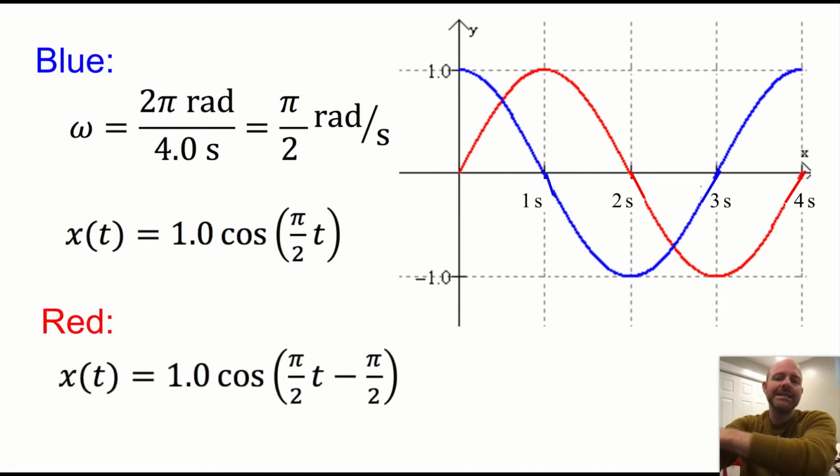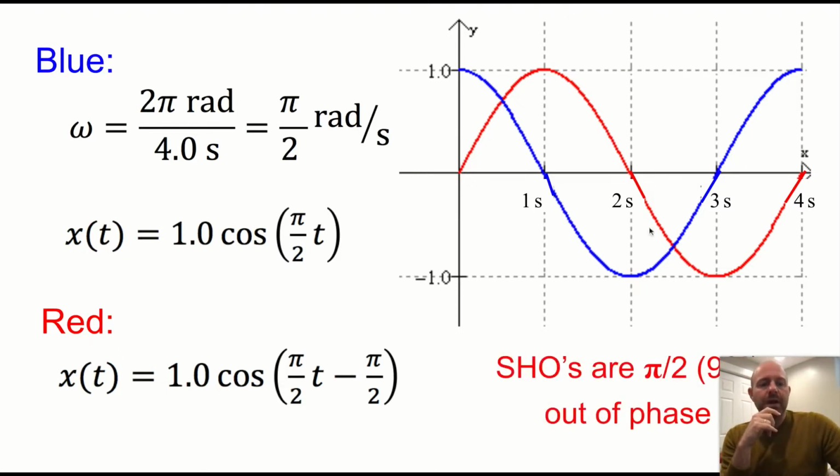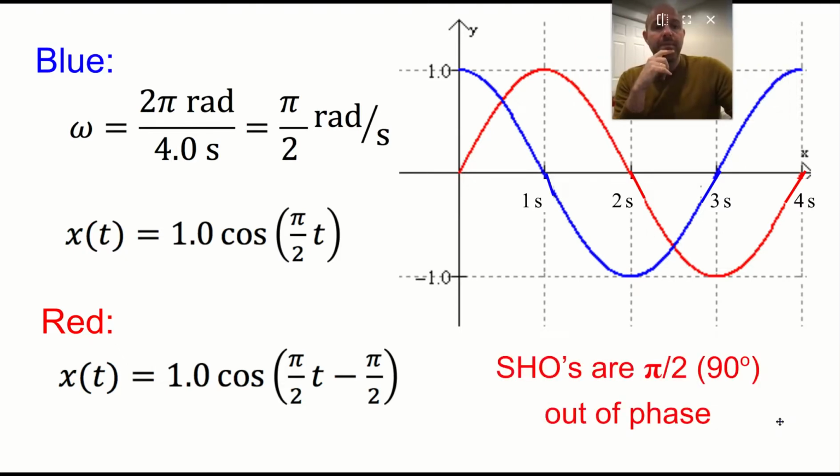And red is the exact same amplitude and angular frequency, but we have shifted it over by a factor of negative pi over 2 because it looks like we started early, right? We started early. So these two simple harmonic oscillators are out of phase by pi over 2 or 90 degrees, a quarter of a cycle.